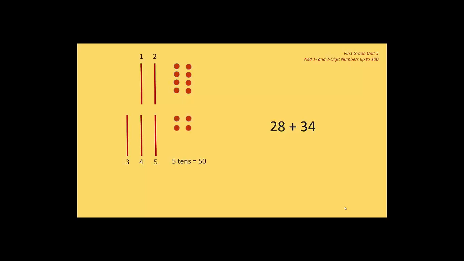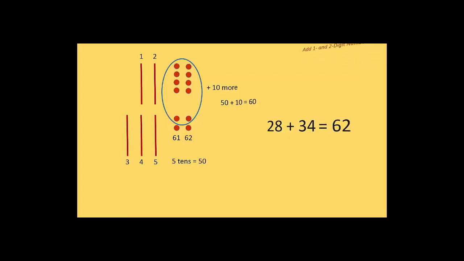Students will also draw models when adding numbers up to 100. Drawing the representations for 28 and 34, the student counts 2 tens plus 3 tens, which is 5 tens, or 50. Then when counting the ones, the student should notice that there is another group of 10. 50 plus 10 is 60. Plus 2 more is 62. 28 plus 34 equals 62.